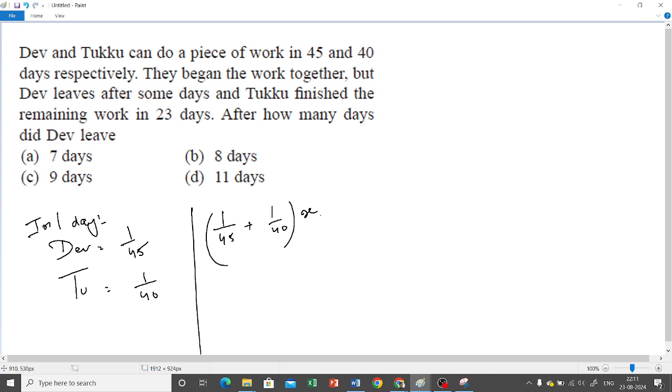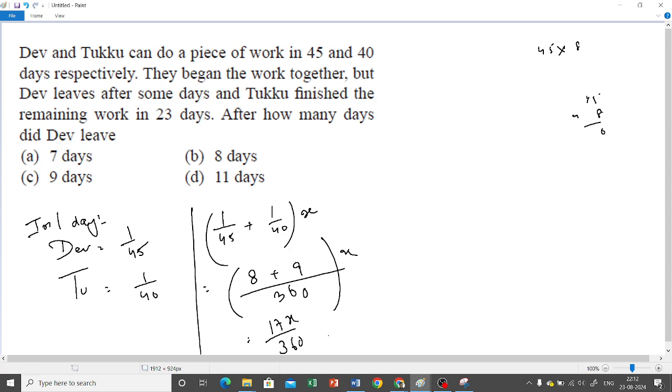They worked for x days. So how much work was done? What will be the LCM? We'll take the bigger one, 45, and then 8 will come up. So 45 times 8 is 360. That is going to give me 17x by 360.